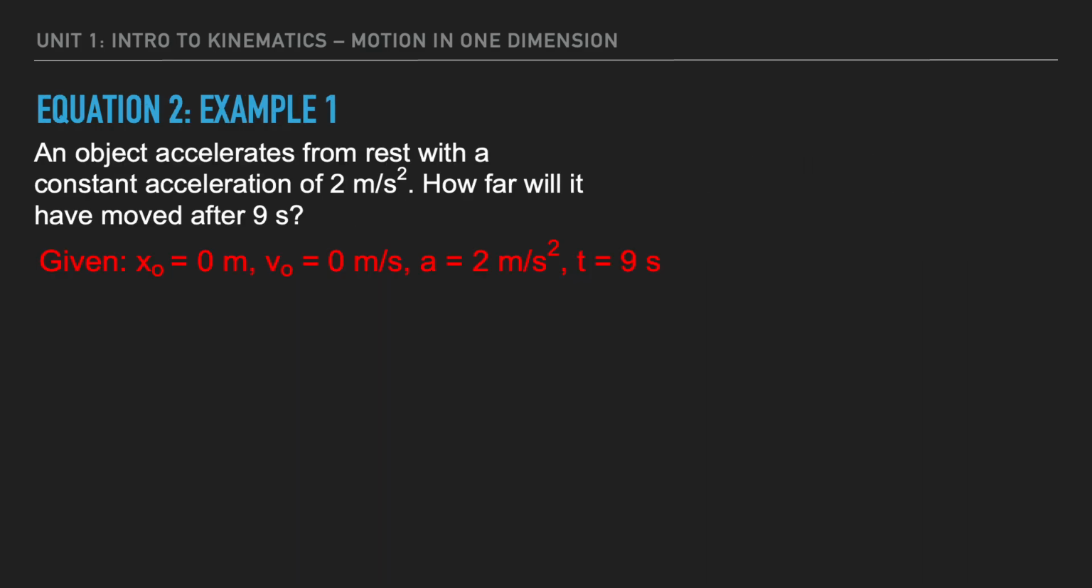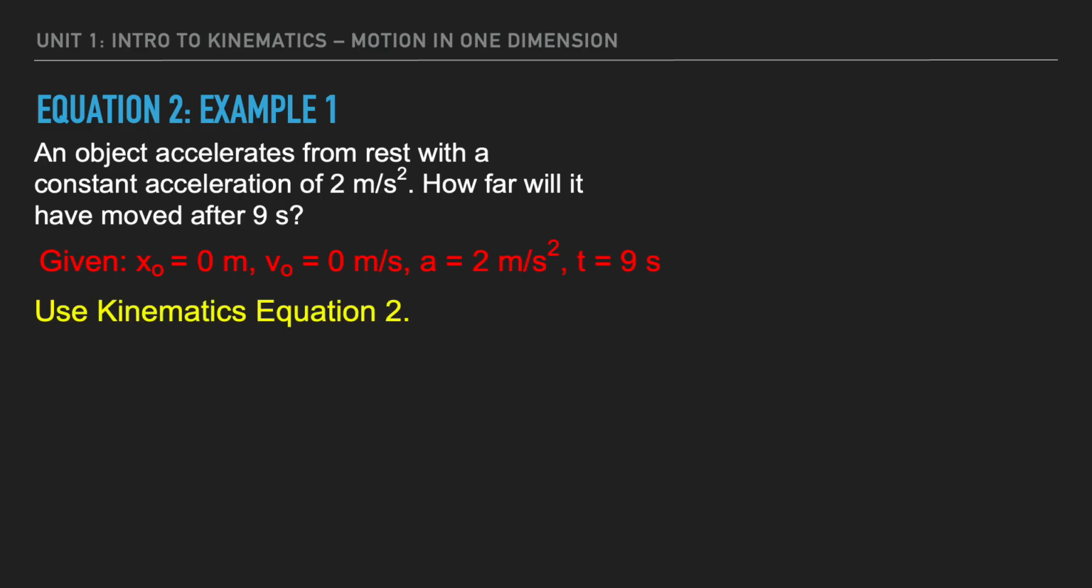So the first example: an object accelerates from rest with a constant acceleration of 2 meters per second squared, so positive. How far will it have moved after 9 seconds? So here are my givens. My x naught just basically means I'm starting from some original origin, so that's why we use it like that. And then I know my initial velocity is 0, I know my acceleration, and I know my time, 2 and 9 respectively.